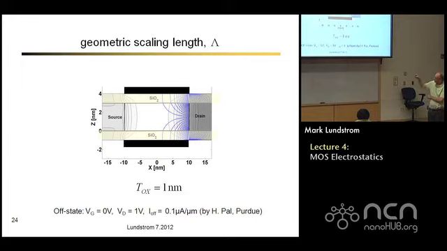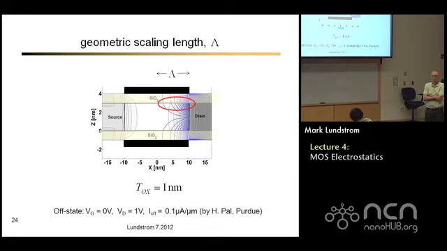And you can see them coming out, and most of them are terminating in either the top gate or the bottom gate. But they're penetrating into the channel some distance. And that distance I'm going to call capital lambda. And we call that a geometric screening length.